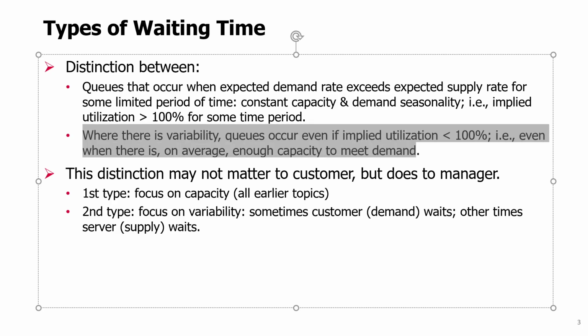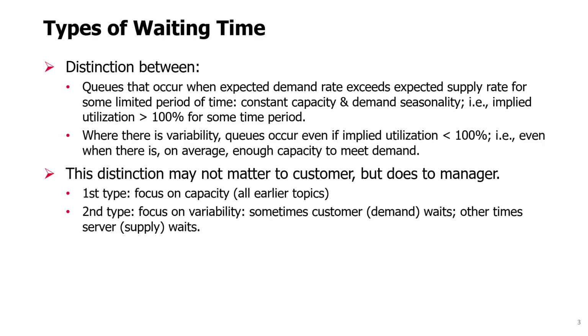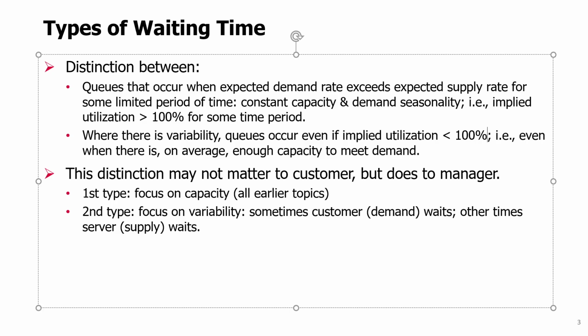The second example is when there is variability. When there is variability, waiting or queues may occur even if implied utilization is not more than 100%, is actually less and much less than 100%, right? So even though there is enough capacity to meet demand, we will see waiting time occurring for some units, for some customers or some products because of variability, either in processing or in arrival of demand.